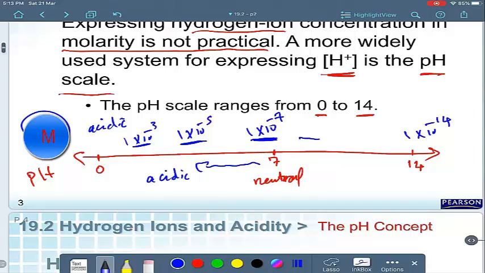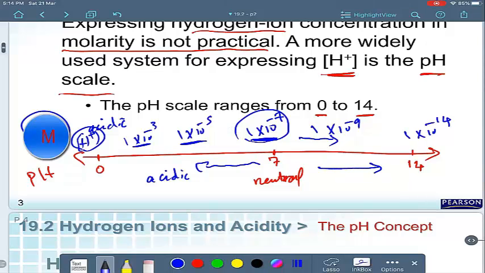If you move in this direction, it means the value will be less than 1 times 10 to the power of negative 7. It will be 1 times 10 to the power of negative 9 or negative 11, whatever. It means the hydrogen ion concentration will be less than 1 times 10 to the power of negative 7, meaning less hydrogen. It means basic, not acidic. In the pH scale also, if you move from 7 up to 14, it moves in this direction and it's a basic solution at this moment.